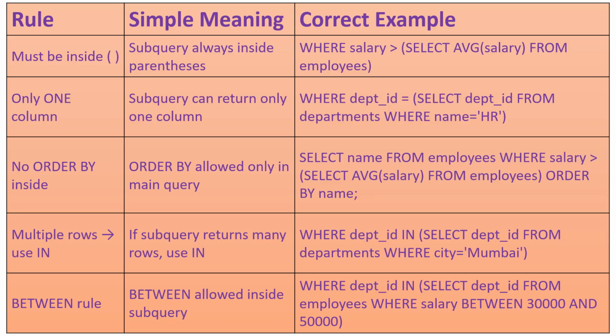Now let's see some important rules. A subquery must always be written inside parentheses. It should select only one column. If a subquery returns multiple rows, we must use operators like in. Order by is not allowed inside most subqueries unless used properly in advanced cases. The between operator can be used inside a subquery to filter records within a specific range. These are the basic rules beginners should remember.